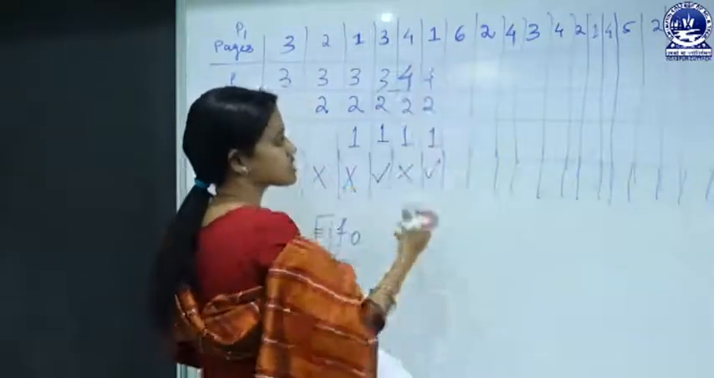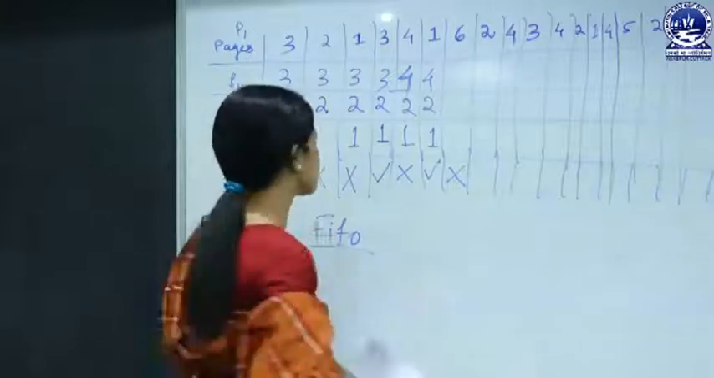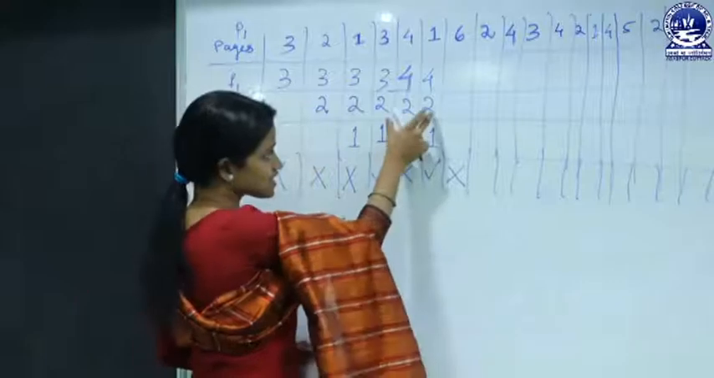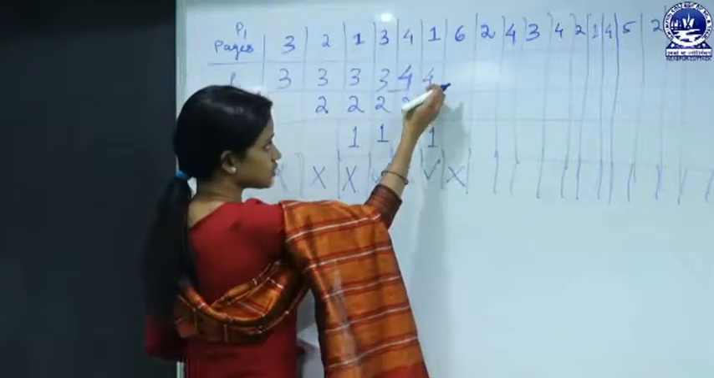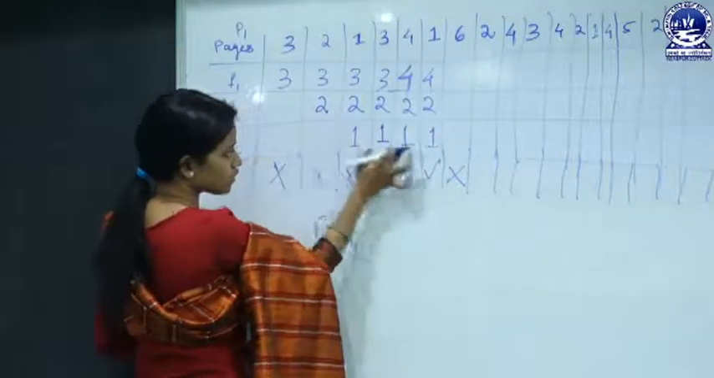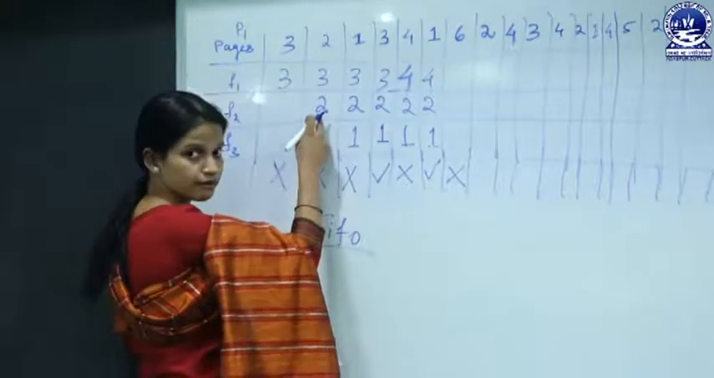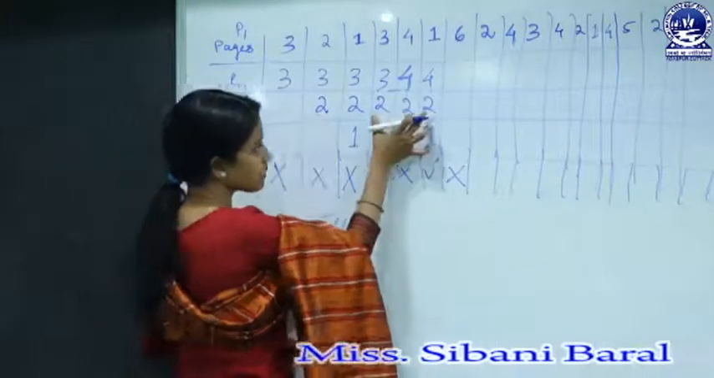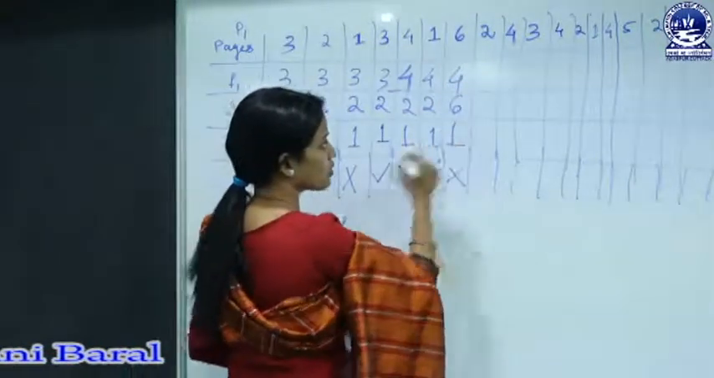Now 6. 6 is not there, so there is a page fault. So which page has to be replaced? See, 4, 2, look this side. I am just saying 4, 2 and 1. So 2 has been there for the longest amount of time. So we replace 2: 6, 4, 1.